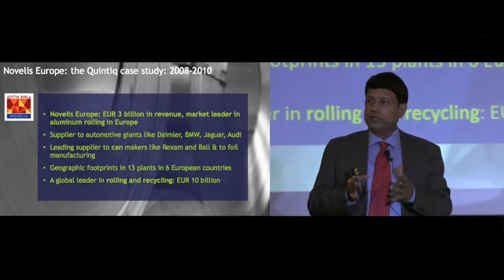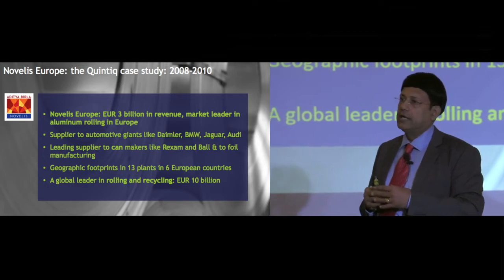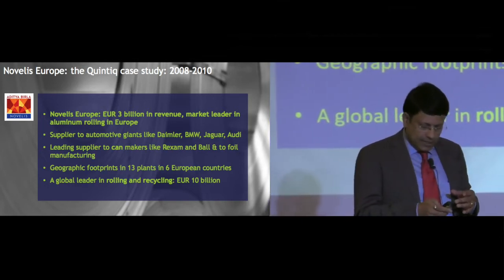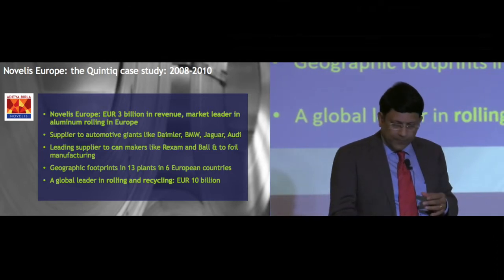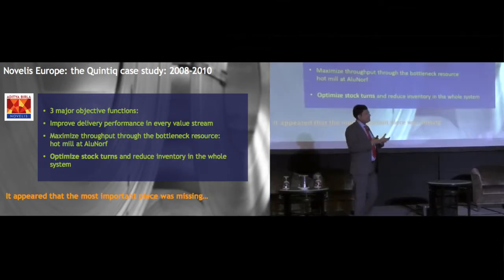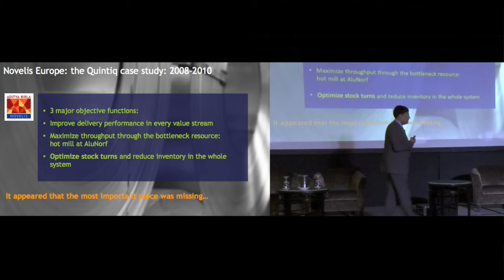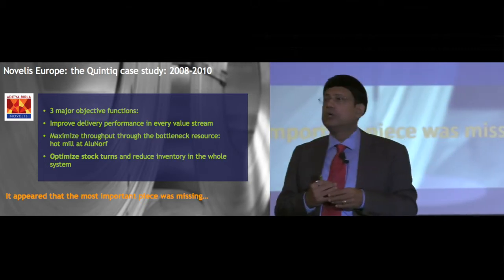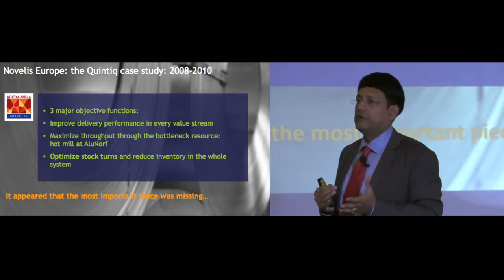And also in the rolling. It's in fact the global leader in aluminum rolling business. So this is the company that I'm going to talk about. And as we started this journey, we had three very basic objective functions. The first one, of course, was that we had to improve the delivery performance.